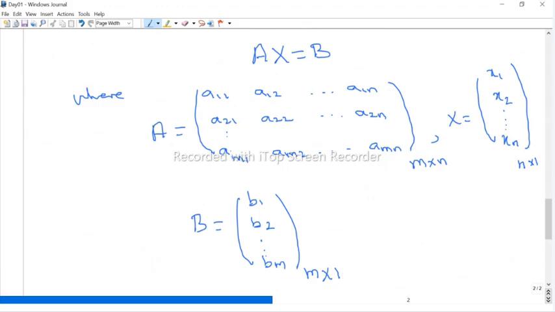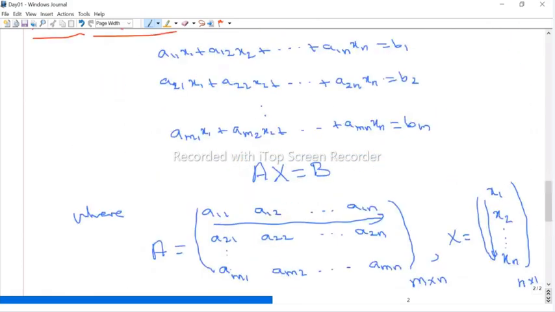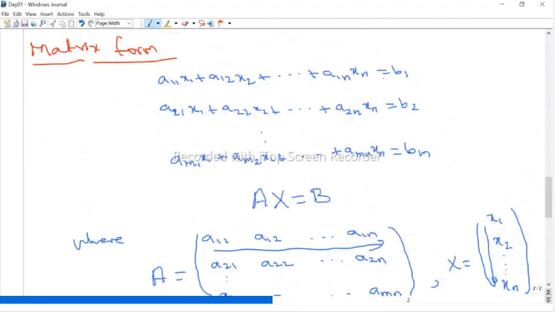Because now what is A? So how to multiply A into X? You have to take the first row and multiply with the X. So it's a dot product, A11 X1 plus A12 X2, etc., A1n Xn equal to B means what? The first entries. Therefore, we get the first equation: A11 X1 plus A12 X2, etc., A1n Xn equal to B1.